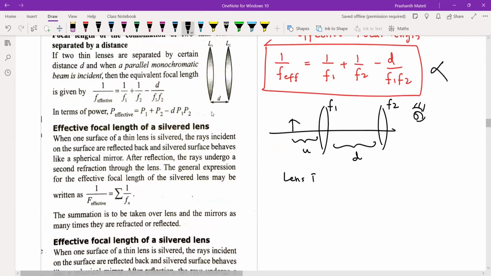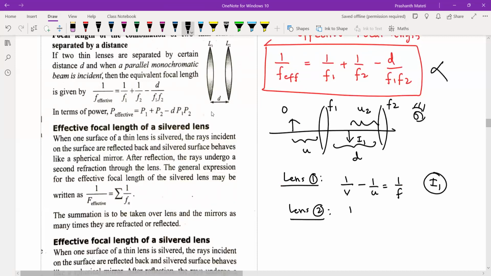First, due to lens 1, you have to apply the lens formula once. That is 1 by V minus 1 by U is equal to 1 by F. Get the image 1 location and measure its distance. For example, if it is forming here, you find this distance and call it U2. Then for lens 2, you apply the formula once again: 1 by V2 minus 1 by U2 is equal to 1 by F2. You'll get the final image location this way. Understanding?